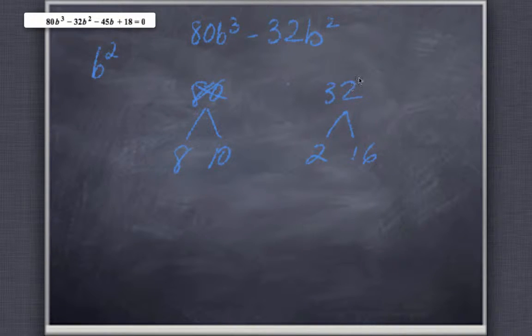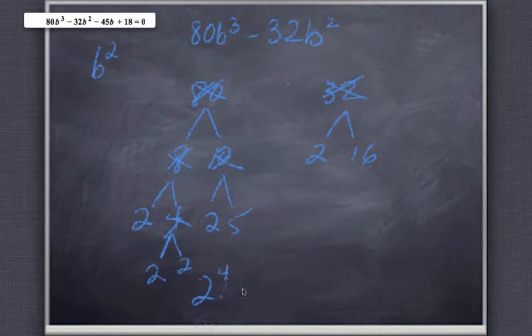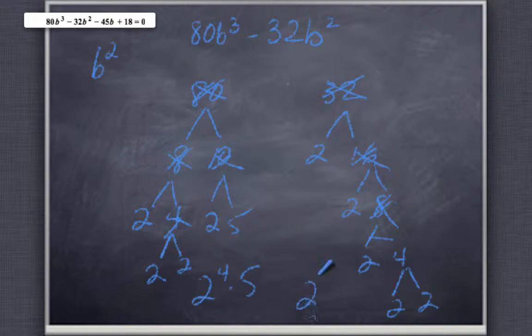Once you've done a branch in a tree, cross out what's above it, because that's already here and you don't want to double count things. 8, maybe you'd say 2 and 4. 10, 2 and 5. Now these can't factor anymore. This can't. The 4 can. So I have 1, 2, 3, 4 2's and a 5. Over here now, the 16 could be factored 2 times 8. The 8 is 2 times 4. And then the 4 is 2 times 2. So I have 1, 2, 3, 4, 5 2's.